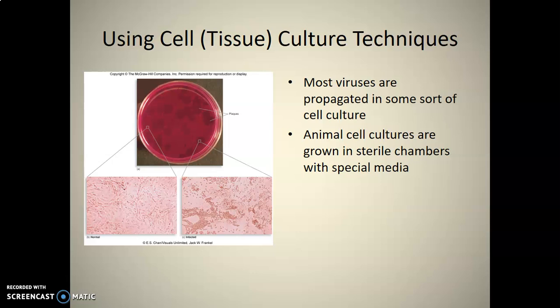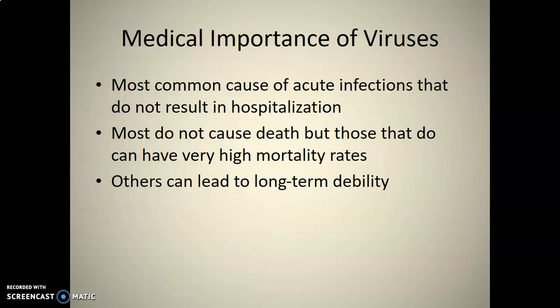Now, another way we can do this is with using tissue lines. So essentially a tissue line is just human cells or animal cells that are grown in a culture on a plate that's very similar to what we do, growing bacteria in the lab, and then we infect the cells that are living on that plate with the virus.